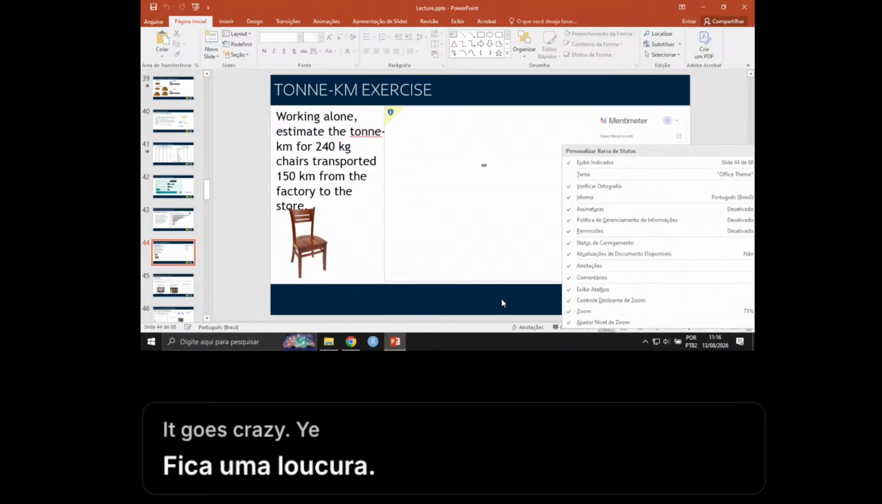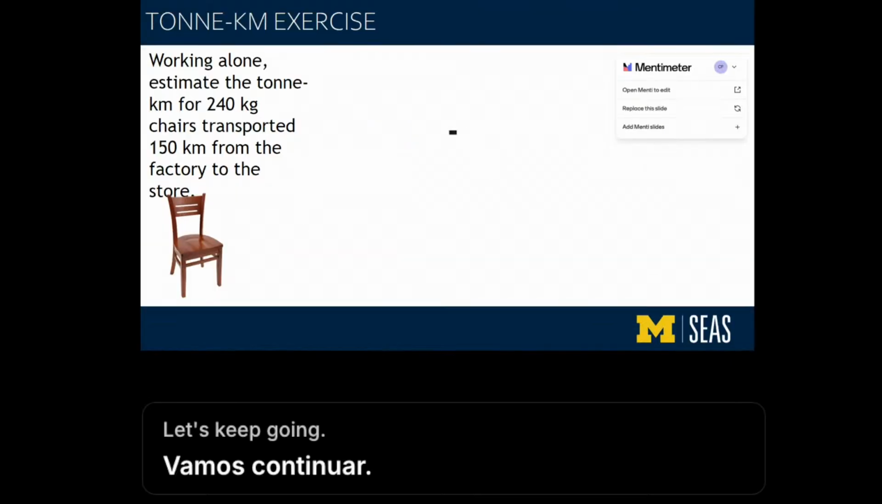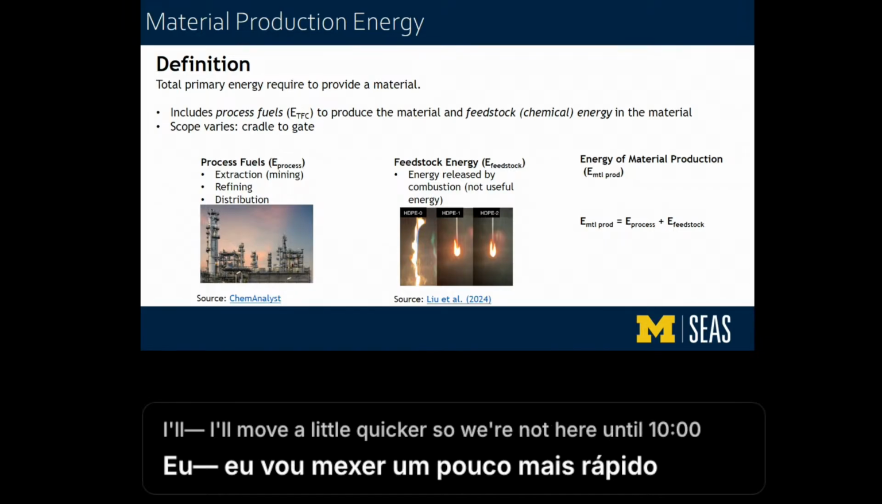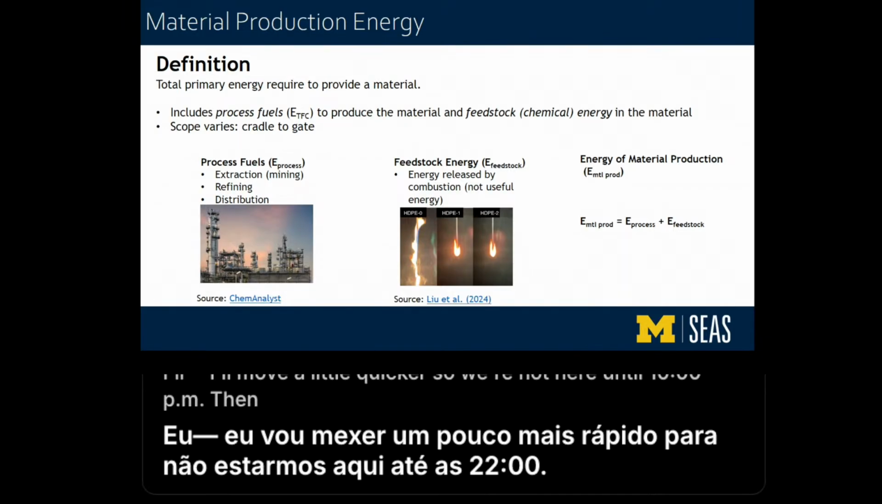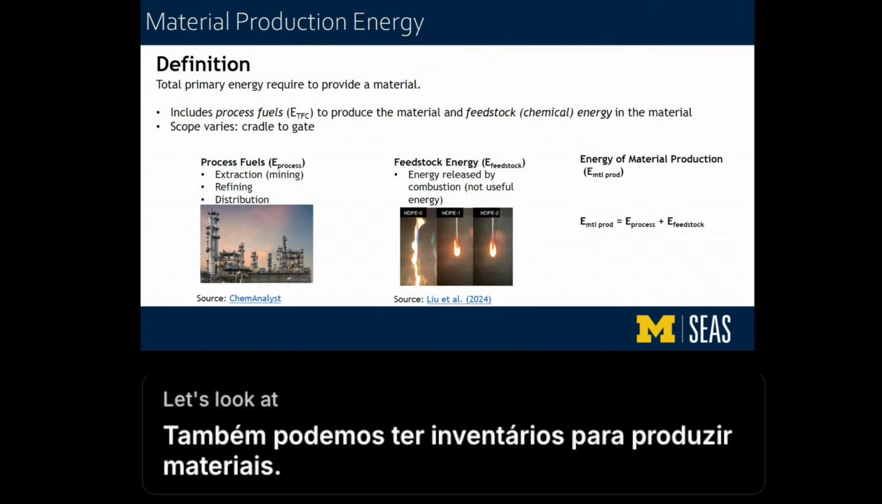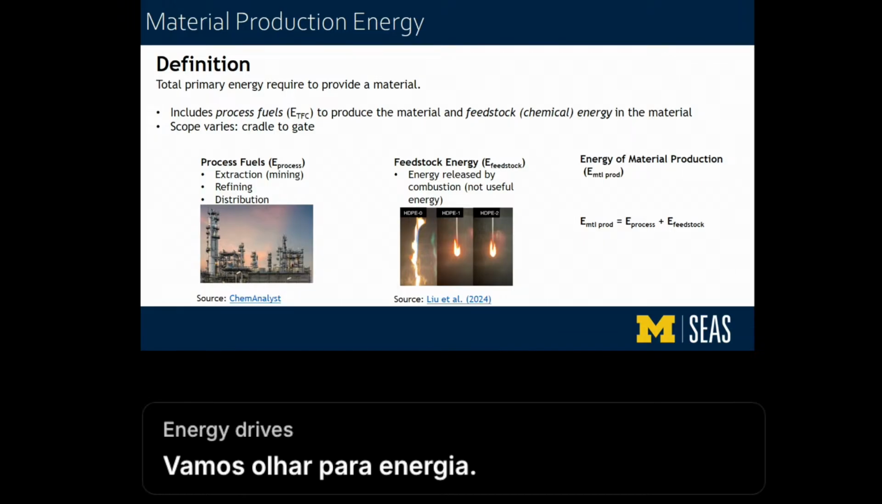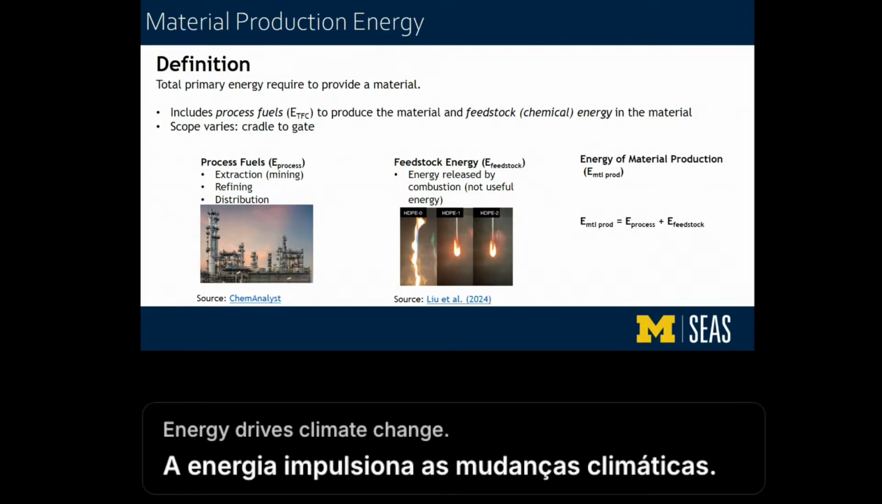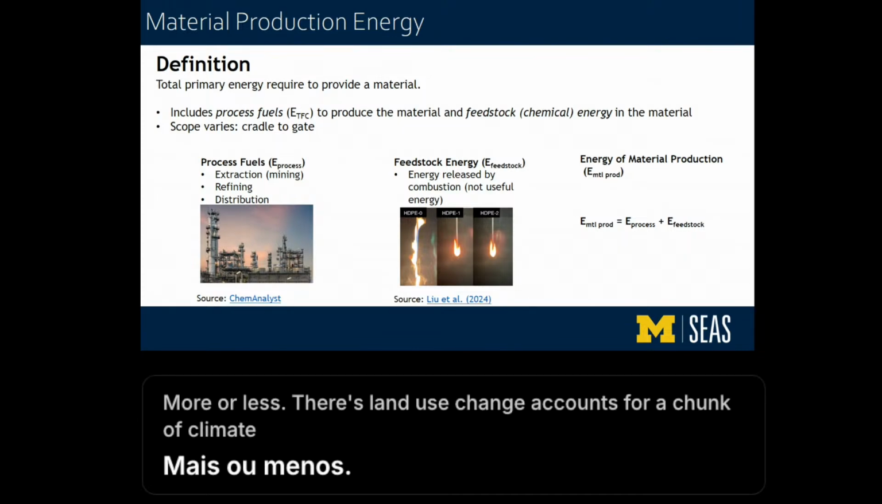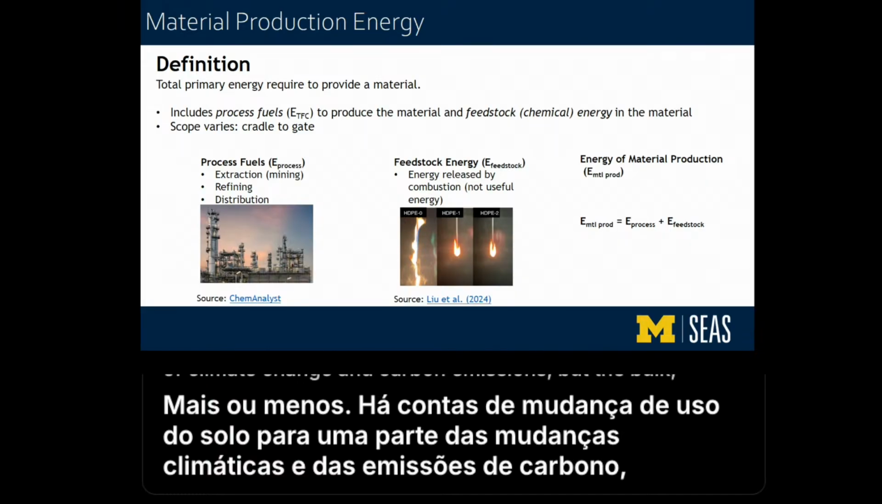And move through this. I'll move a little quicker so we're not here until 10 p.m. Then, so that's transportation. We can also have inventories for producing materials. Let's look at energy. Energy drives climate change, more or less. Land use change accounts for a chunk of climate change and carbon emissions, but the bulk, most of it, is energy. And so let's just look at energy that goes into producing materials as an example.